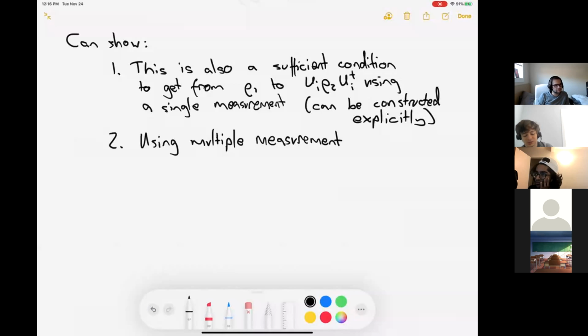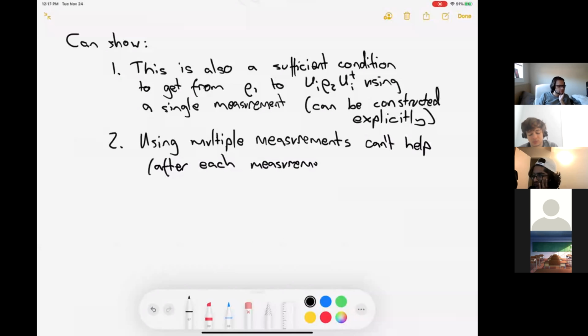Okay, cool. So yeah, the second thing we wanted to show is that using multiple measurements can't help. And basically the way you argue that that's true is that after each measurement, the new reduced density matrix, depending on the outcome of that measurement, on average majorizes the old one.